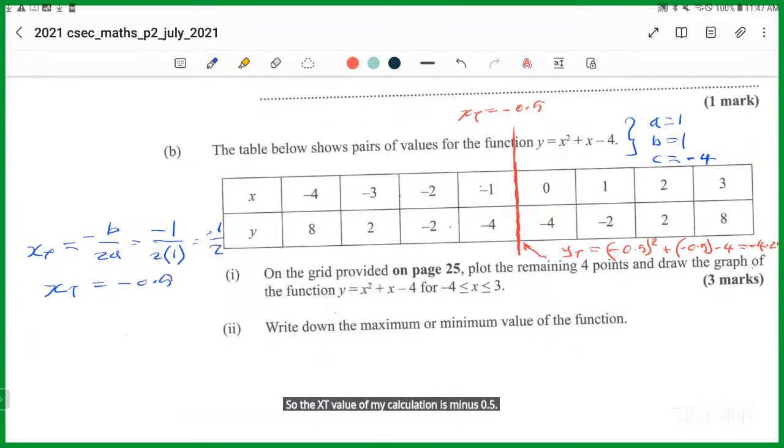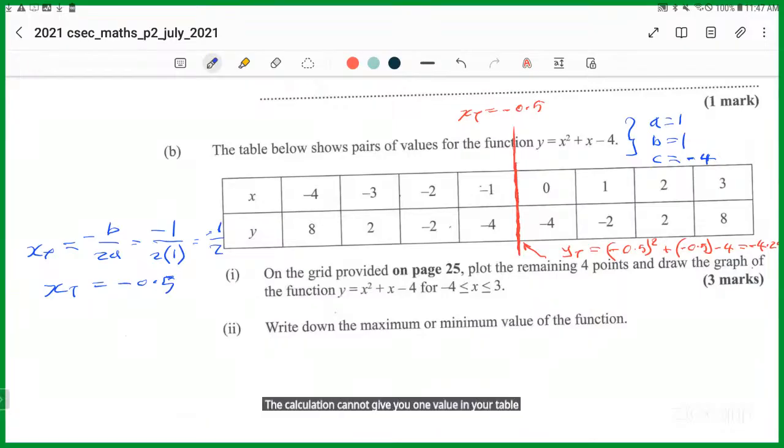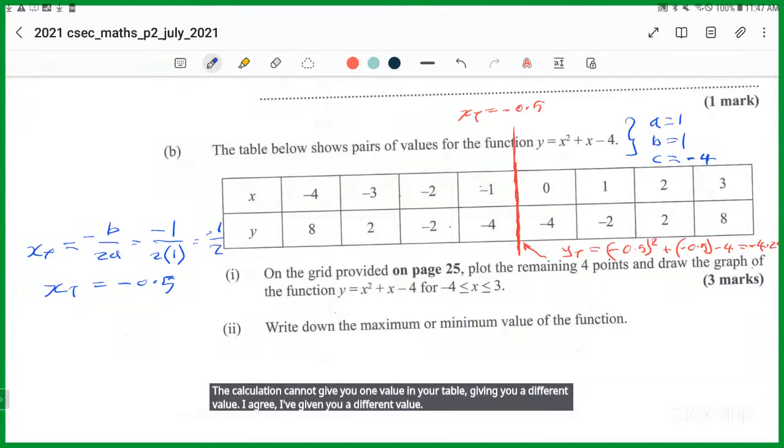Now everything must be consistent. Your graph, your calculations, your table, everything must be consistent with one another. Your calculation can't give you one value, and your table give you a different value, and your graph give you a different value. Everything must be consistent.